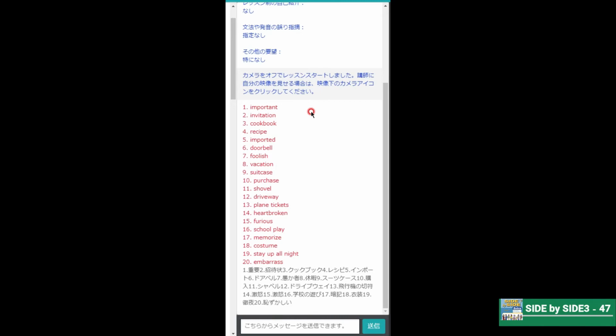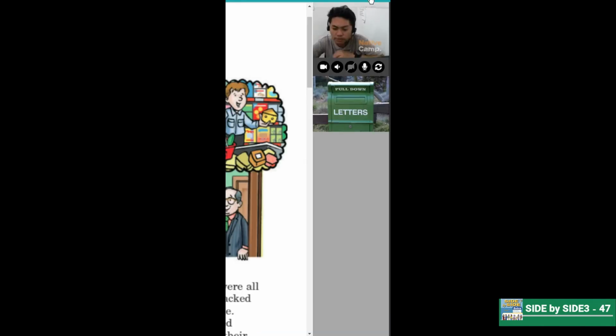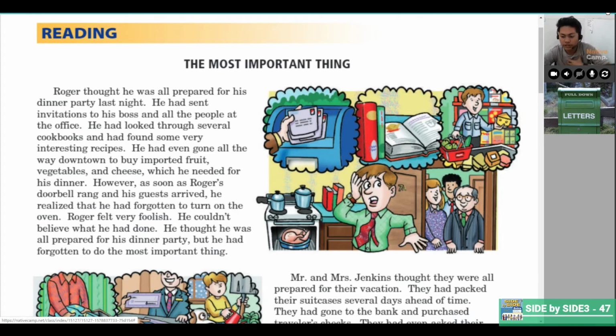Okay, so also just a bit of information. For number four, recipe, sometimes some other people say recipe. So it's up to you what you want to use. Okay, so let's proceed to the reading. Let's read the title together. Please repeat after me again. The most important thing.